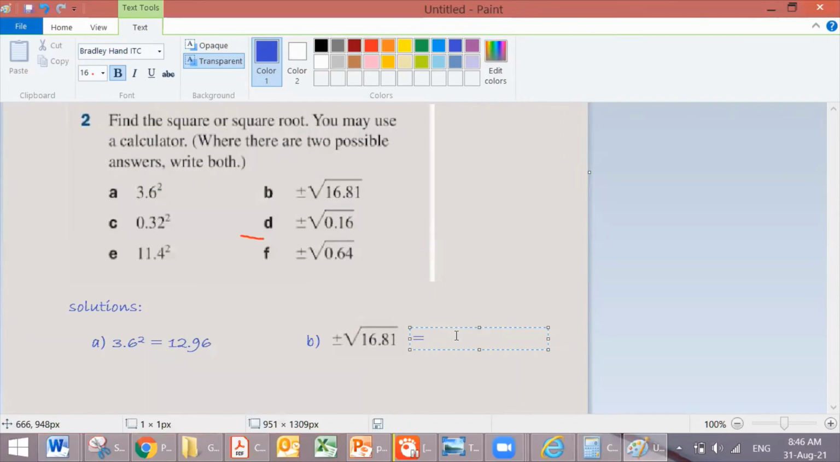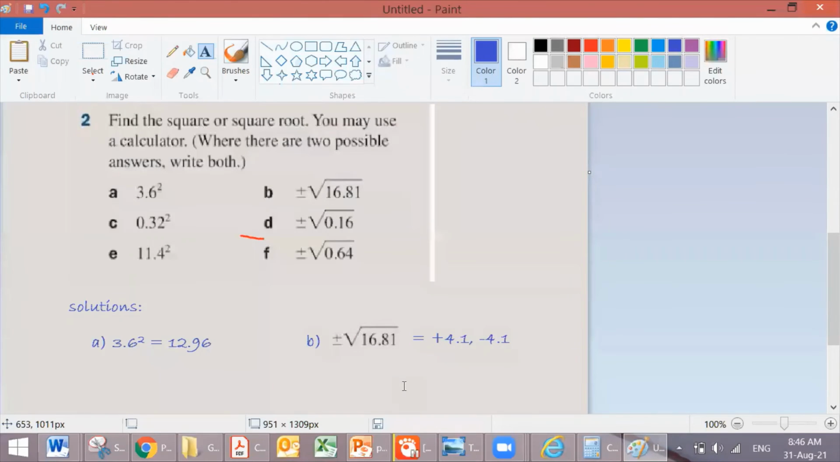But I will write it in the form of two numbers. So one is plus 4.1. What's the answer? Yes, plus 4.1 and minus 4.1. Okay, so these are the two roots of this question. So I hope you have understood this. Any other question?